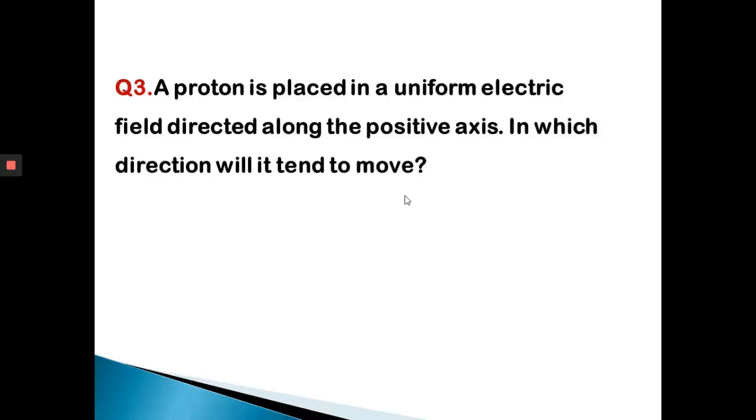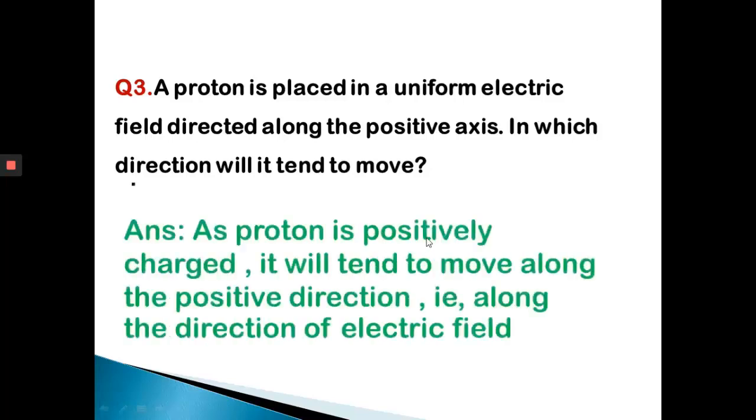If the source charge is positive, force will be acting along the direction of electric field. So since proton is positive, electric force will be acting in the direction of positive axis only. Right? If it is an electron, what will happen? It will be moving opposite to the direction of electric field. So in the negative axis it will be moving. So here the answer is, as proton is positively charged, it will tend to move along the positive direction, that is along the direction of electric field.